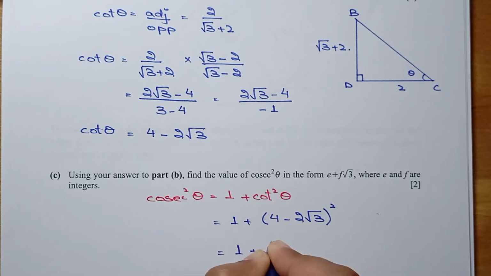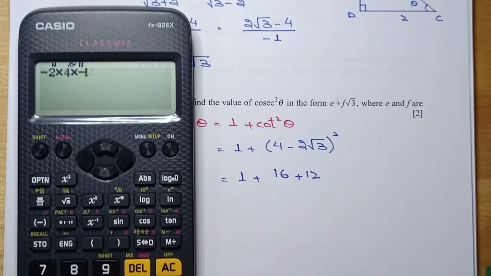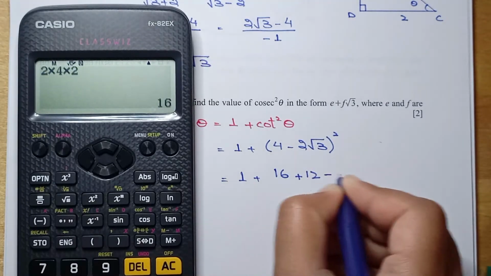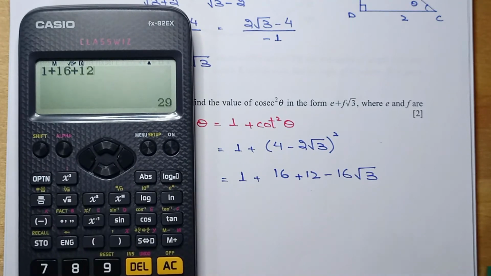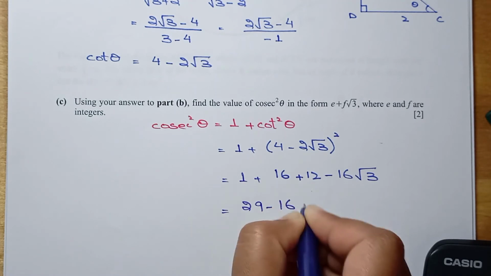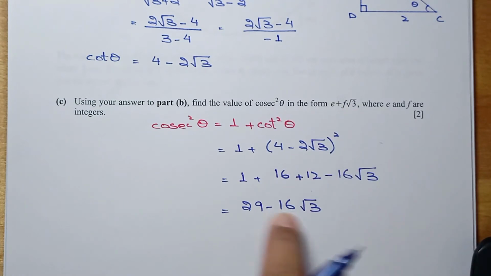4 squared is 16, and the square of this term, 2 squared is 4, and 4 times 3 is 12. And now minus 2ab, minus 2 times 4 times 2, that is 16, negative of 16 square root of 3. So 1 plus 16 plus 12 is 29. So the answer is 29 minus 16 square root of 3. This is in terms of E plus F square root of 3. E and F are integers, that is 29 and minus 16.